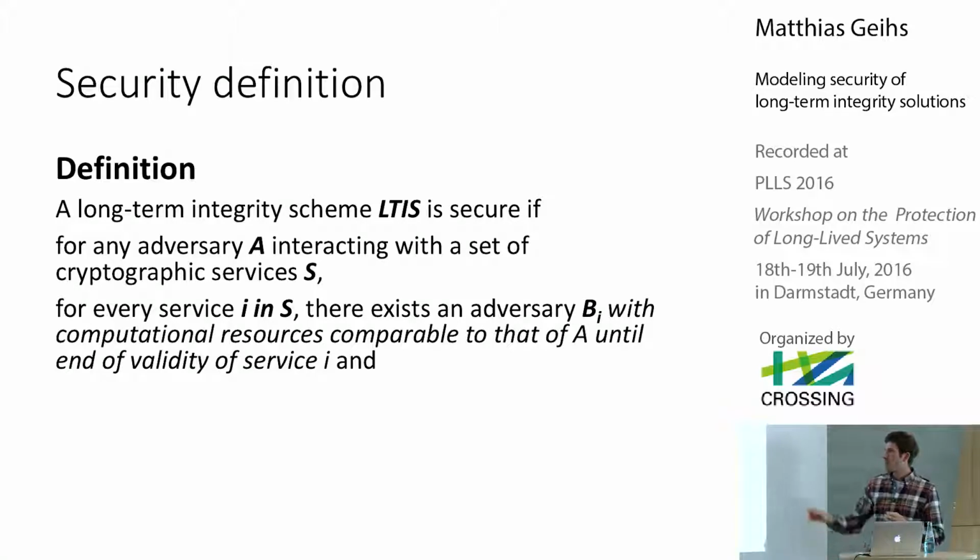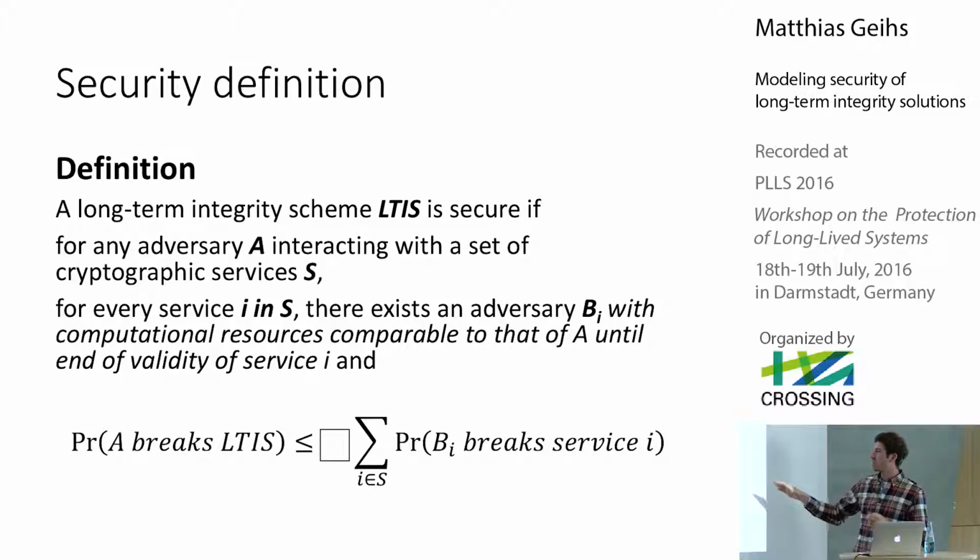And then the probability that the long-term adversary A breaks the long-term scheme must be smaller than the probability that one of the B_I breaks the service I within the validity period of the service. And the sum over these probabilities, I mean. So this is really the notion that we want to achieve. The overall scheme must be as secure as the sum of all the single schemes. And for technical reasons, we have a constant in here, and the reason for this is using the random oracle model. Unfortunately, we could not do it without the random oracle model, so we have a small constant in here.